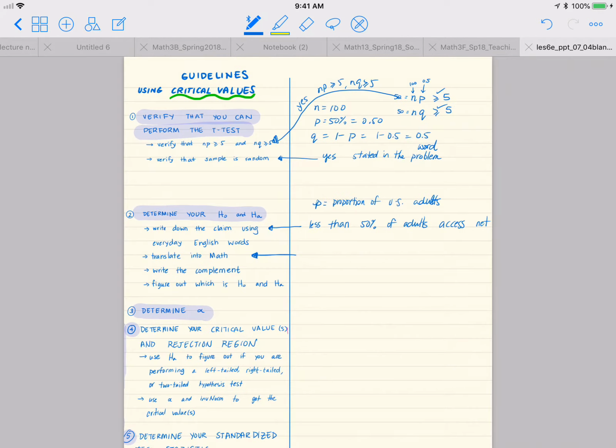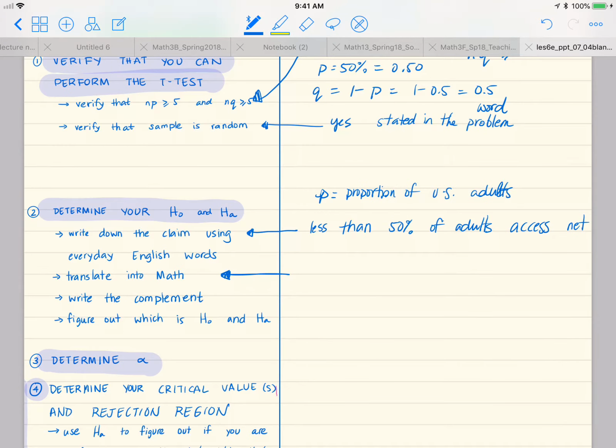Okay, so if my claim is that less than 50% of adults have accessed the internet, then translating this into math, I would get that P is less than 50%. And I can also write that as P is less than 0.5. Okay, so let me in fact write it in terms of that. P is less than 0.5.